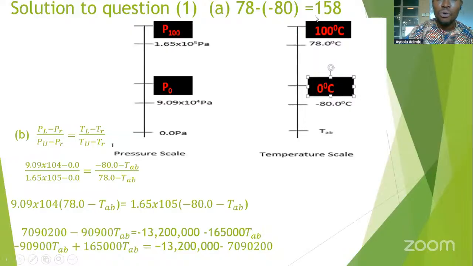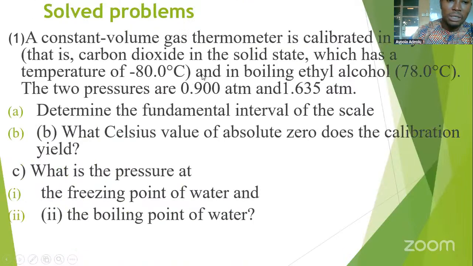Yes, that's why I have 158 as the fundamental interval of that scale. So let's go back to question B. Question B is saying, what Celsius value of absolute zero does the calibration yield? So what is the meaning of absolute zero? That's the temperature at which the pressure is zero.